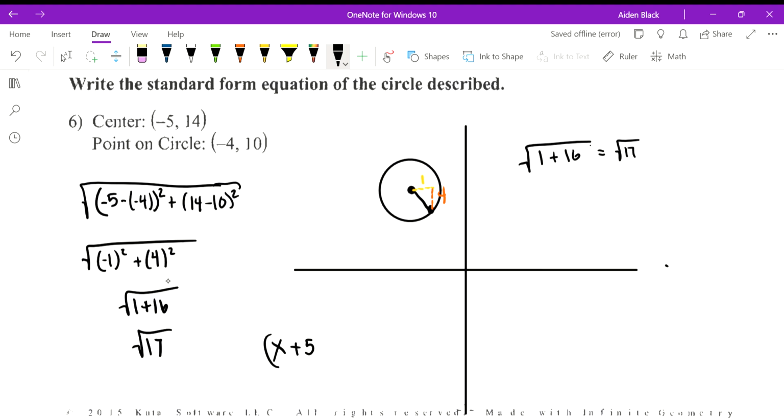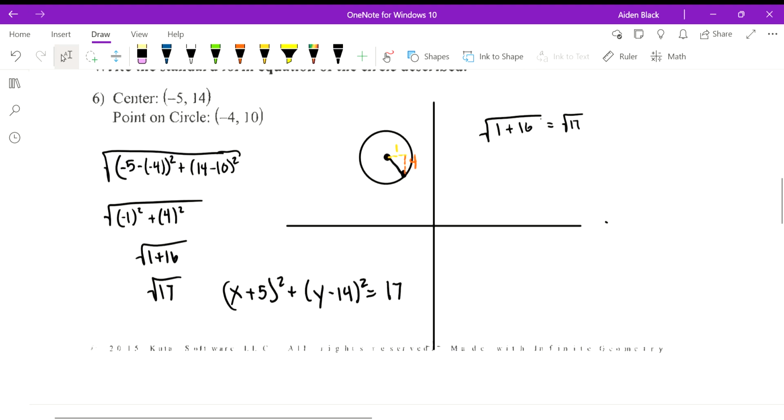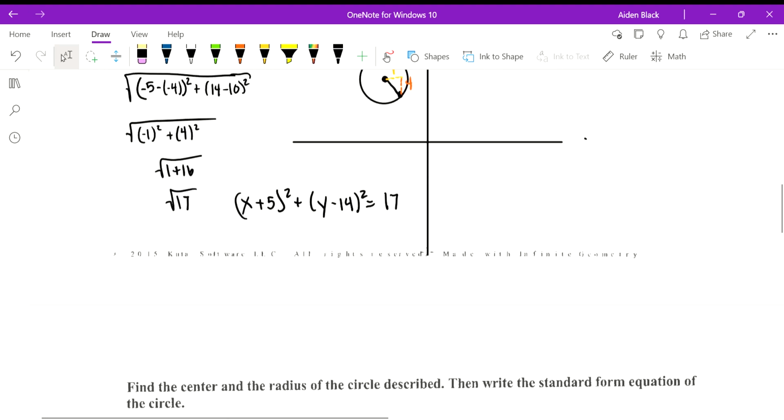X plus 5 squared. Remember, since our h is negative, we need x plus 5. And I can plug in square root 17 squared, like this, but we should know that squaring a square root just gets rid of both of them. Essentially cancels it out. Okay, so there's my equation for that circle.